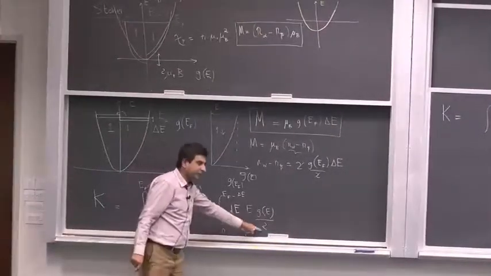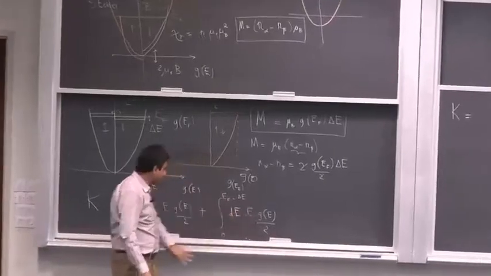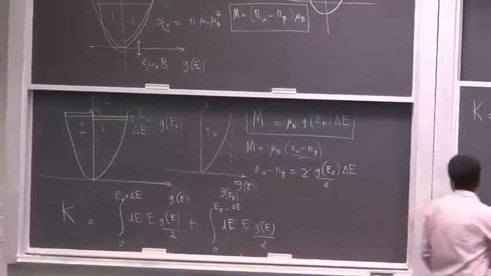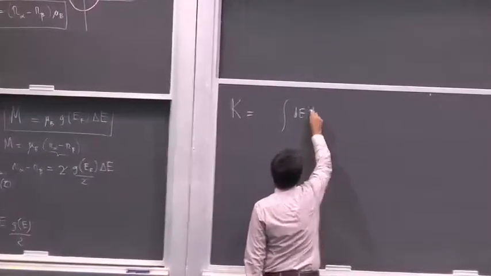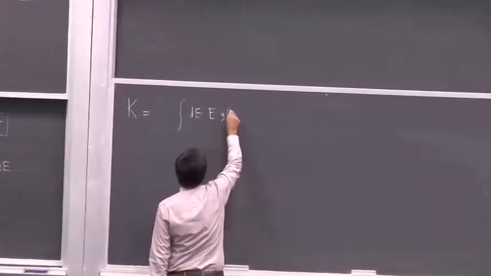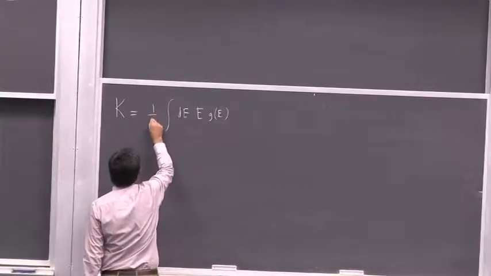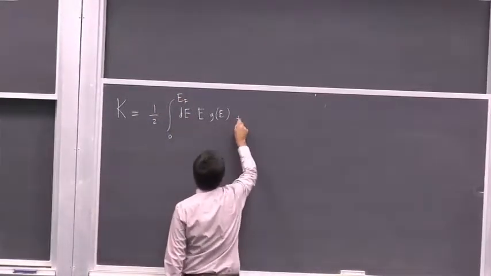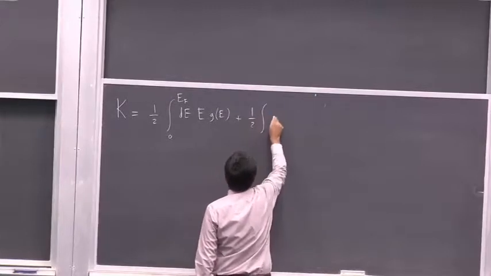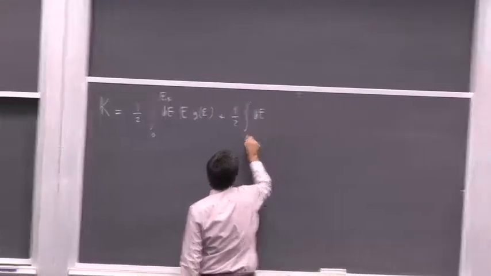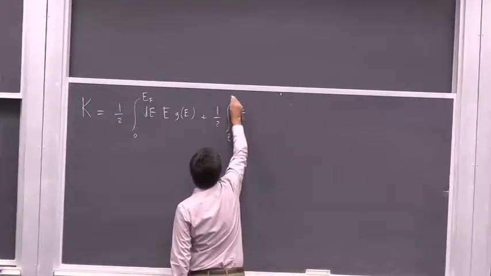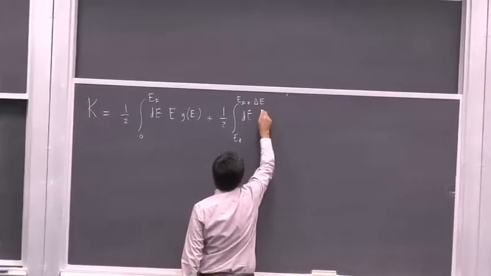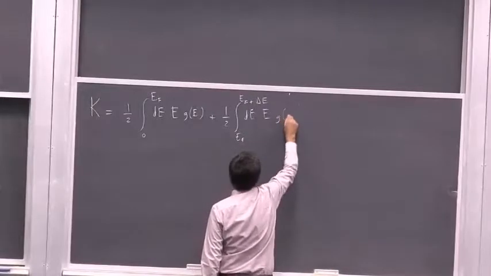Okay, so I put a factor of 2 here because this is for one spin subband, this is for the other spin subband. So if I look at this integral, dE E G(E) 1/2 goes from 0 to EF plus 1/2 dE to EF plus delta E. So I split the integrals E, G(E).